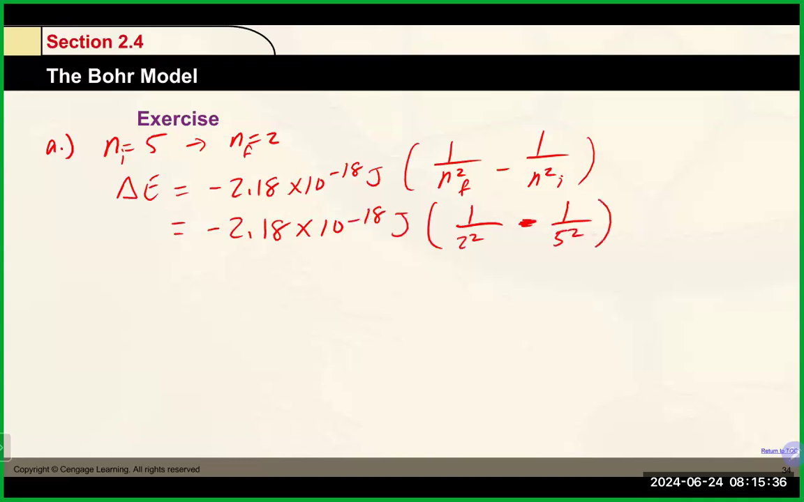So I'm going to do what's in the parentheses first. We're going to do 1 divided by 4 minus 1 divided by 25. We're then going to multiply it by 2.18 times 10 to the minus 18. And that is going to get us a negative 4.58 times 10 to the minus 19 joules.